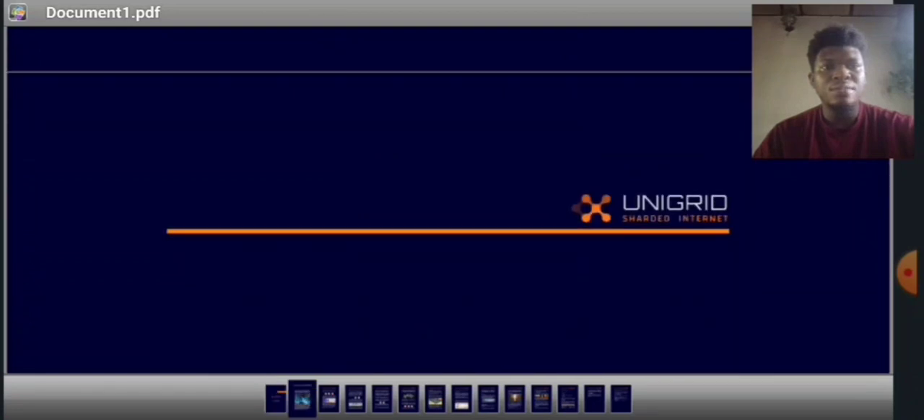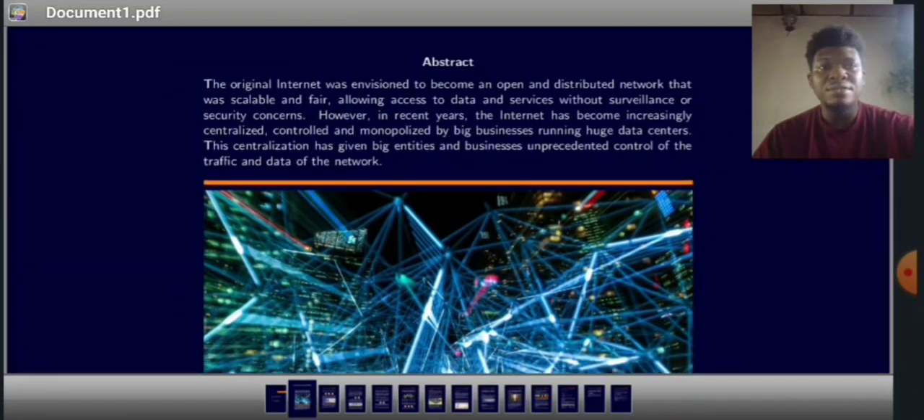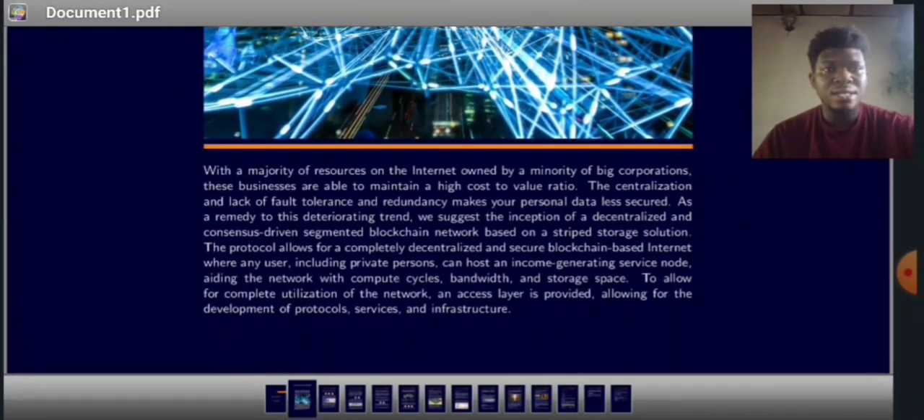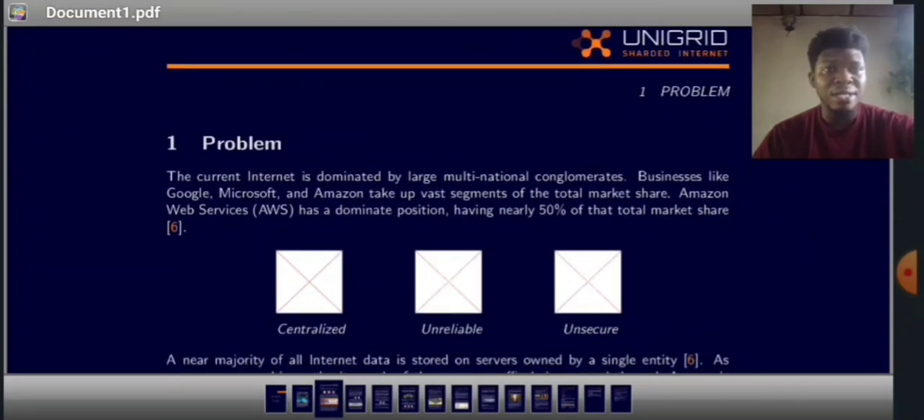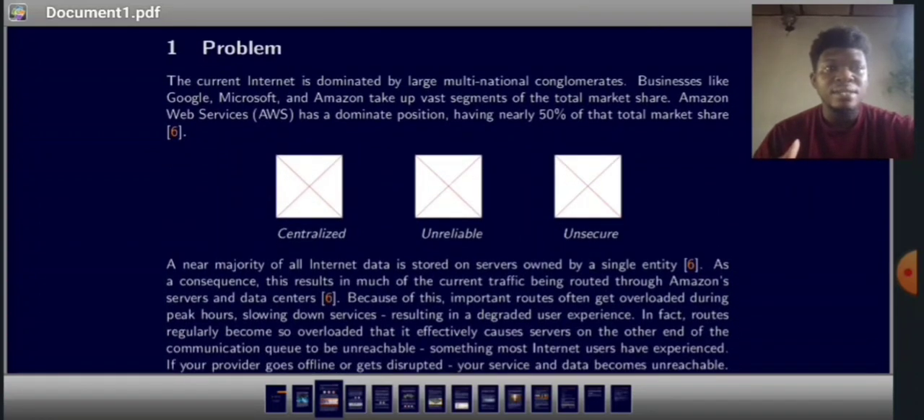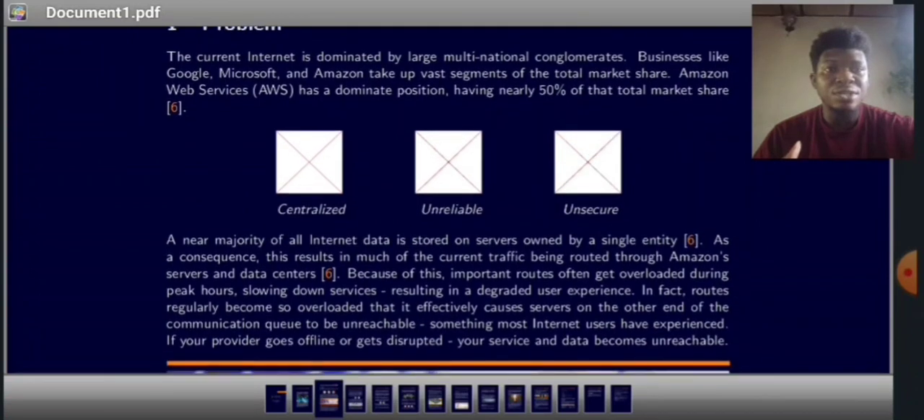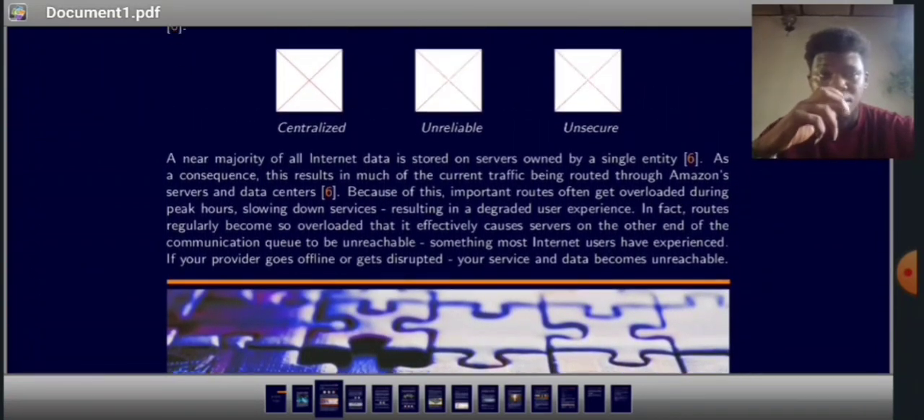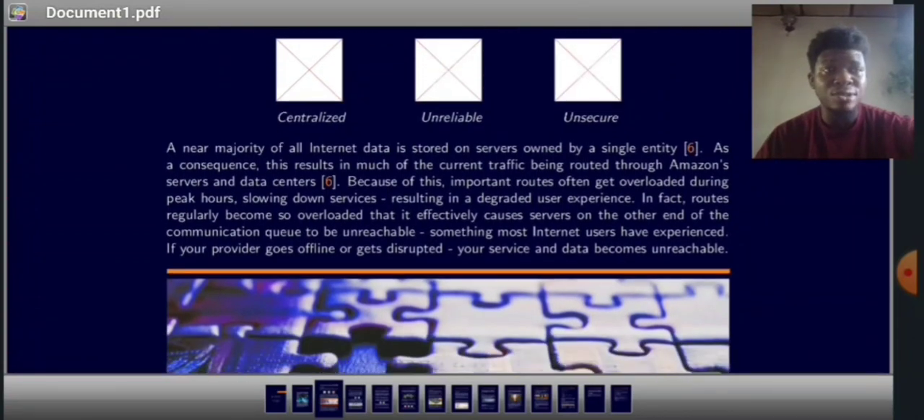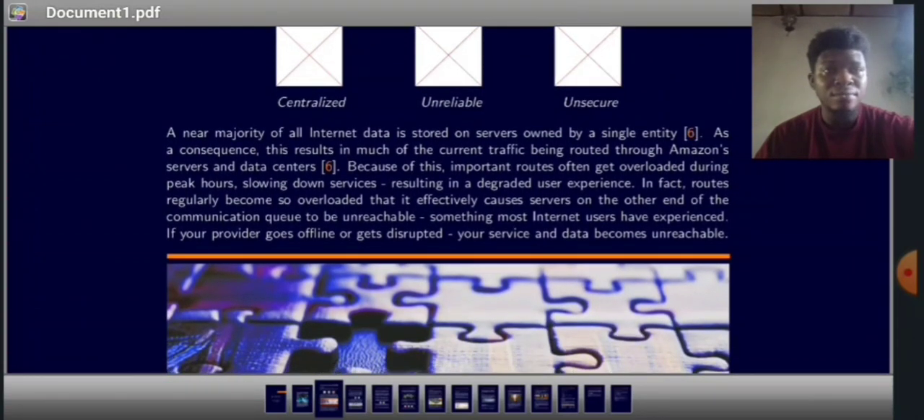So what does the yellow paper contain? The abstract, the problems Unigrade is solving. I mentioned earlier, the current internet is dominated by large multinational conglomerates. Businesses like Google, Microsoft, and Amazon take up a lot. Talking of the centralized versions of the internet and how Unigrade is offering a better solution than what these guys offer you.